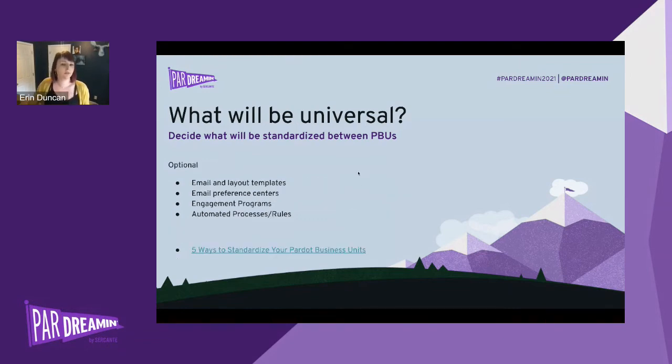There's also a couple of optional things you may want to consider standardizing. Email and layout templates. Your PBUs may have different branding, but you may want to create the same core set of templates. Maybe you have one for autoresponders, one for events, one master template. Consider standardizing your preference centers so the experience is the same for your prospects. Any engagement programs, automated processes, or rules that you use for admin stuff or cleanup in Pardot, you'll want to standardize across the PBUs as well.